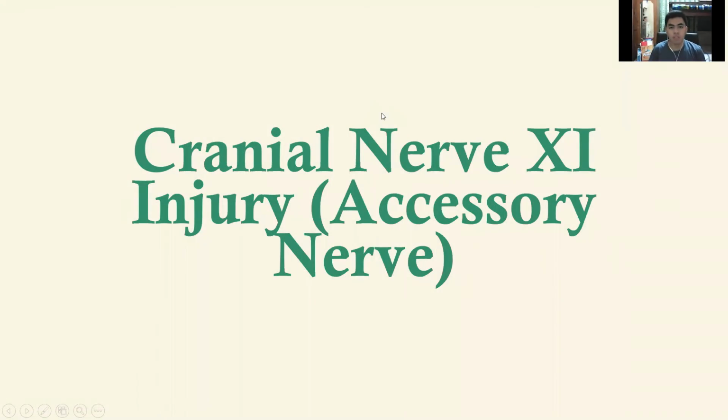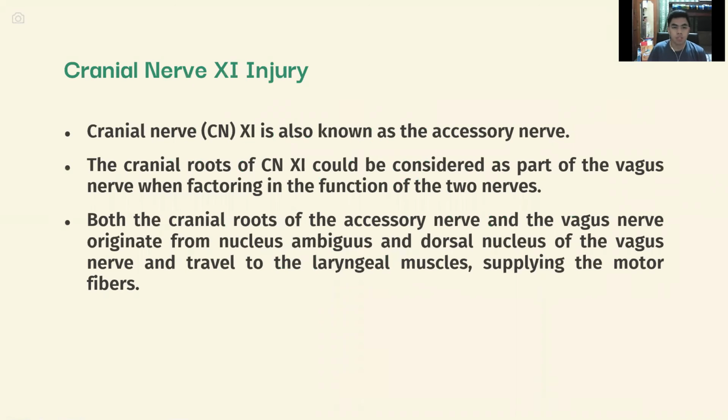So now we proceed to the cranial nerve 11 injury, or the accessory nerve. CN11 is also known as the accessory nerve, and the cranial roots could be considered as part of the vagus nerve, CN10, when factoring in the function of the two nerves. Both the cranial roots of the accessory nerve and the vagus nerve originate from the nucleus ambiguus and the dorsal nucleus of the vagus nerve, and they both travel to the laryngeal muscles, supplying the laryngeal muscles motor fibers.